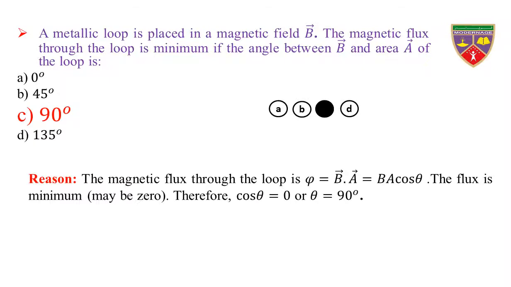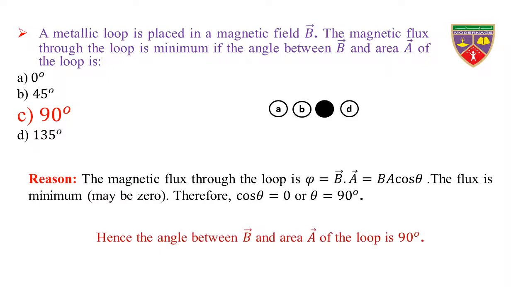Reason: the magnetic flux through the loop is phi equal to B dot A, which is equal to BA cos theta. The flux is minimum, maybe 0. Therefore, cos theta is equal to 0 or theta is equal to 90 degree. Hence, the angle between B and area A of the loop is 90 degree.